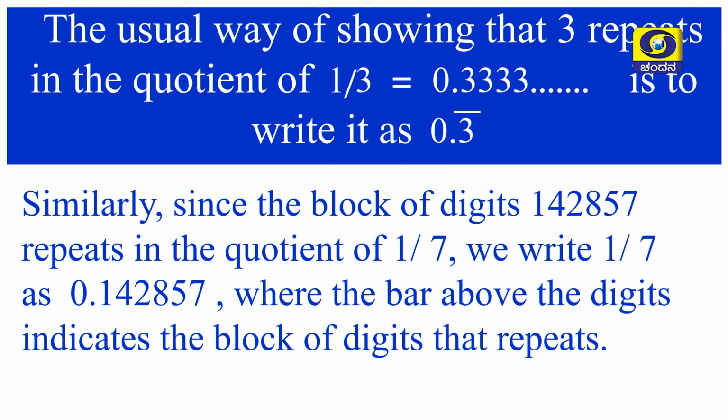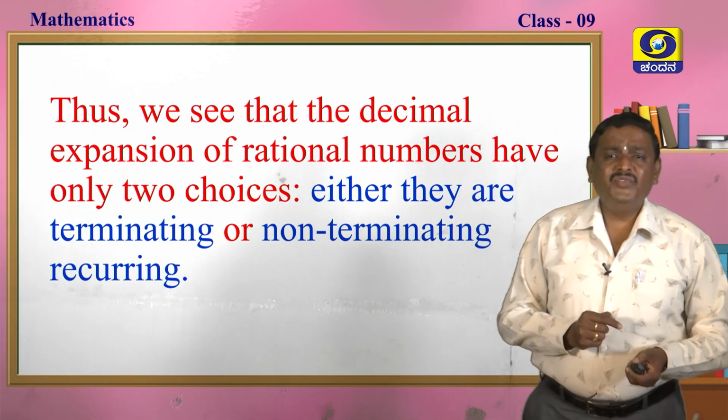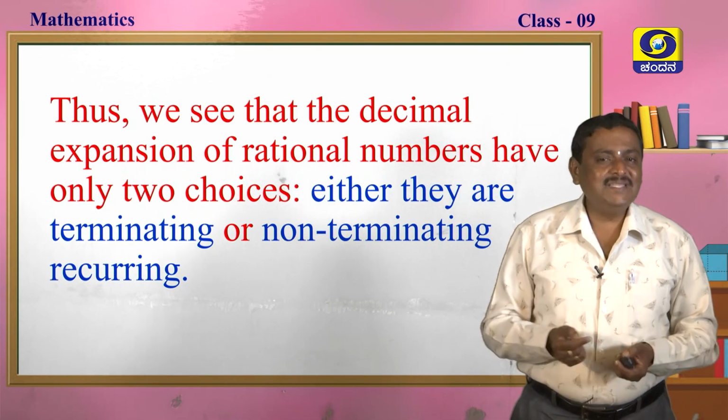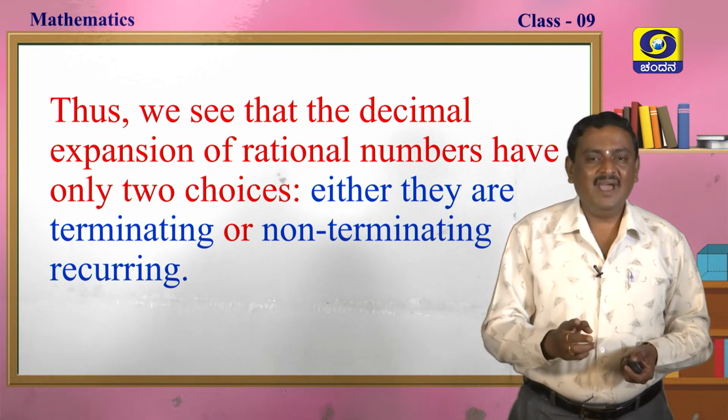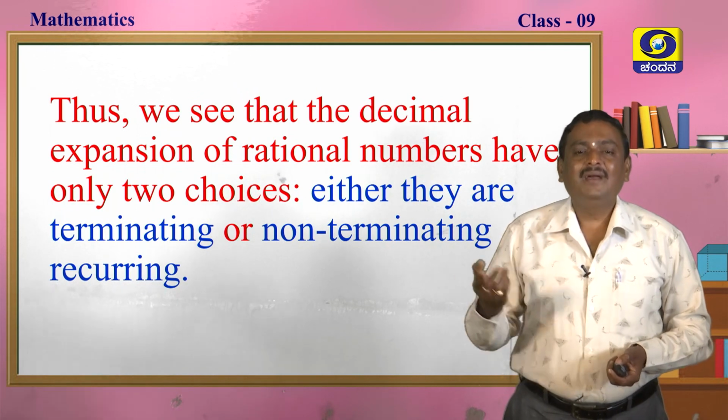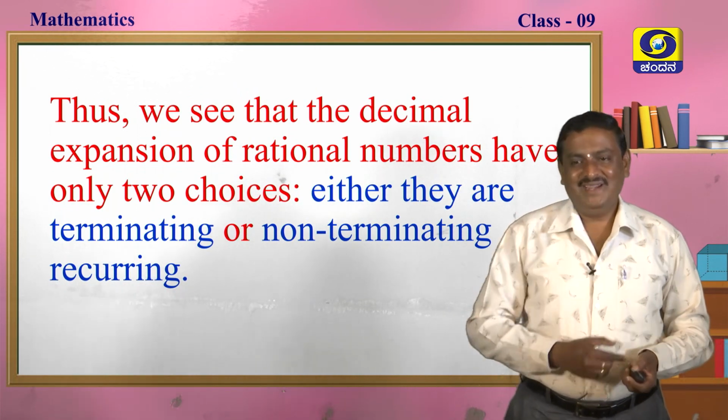Similarly, since the block of digits 142857 repeats in the quotient of 1 by 7, we write 1 by 7 as 0.142857 with a bar, where the bar over the given digits indicates the block of digits that repeats. Thus, we see that decimal expansions of rational numbers have only 2 choices: either they are terminating or non-terminating recurring, my dear students.